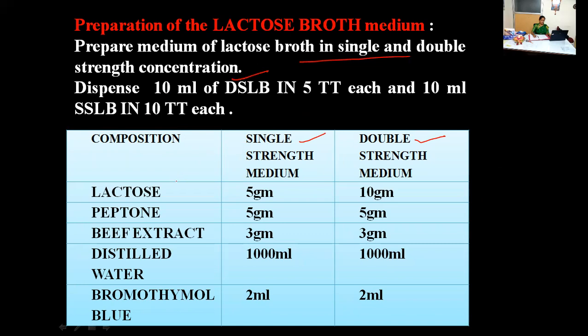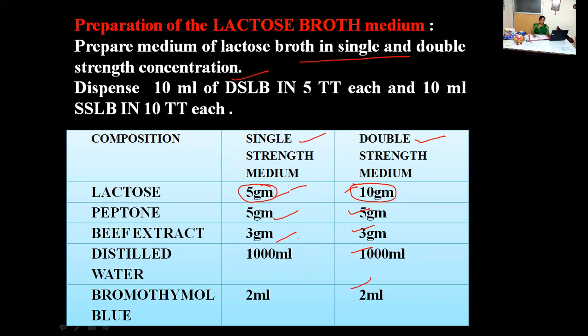Okay, so lactose in single strength 5 gram, peptone 5 gram, beef extract 3 gram, distilled water 1000 ml and bromothymol blue 2 ml. In the double strength, the only difference is that here lactose is 5 gram and here lactose is 10 gram. Only this is the difference between the lactose broths. This is single strength and this is double strength. Rest all are common: 5 gram peptone, beef extract 3 gram, distilled water 1000 ml and bromothymol blue 2 ml.